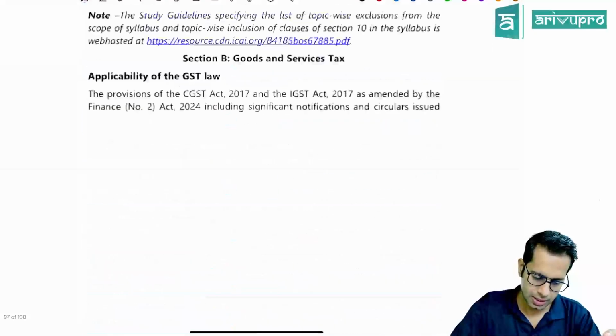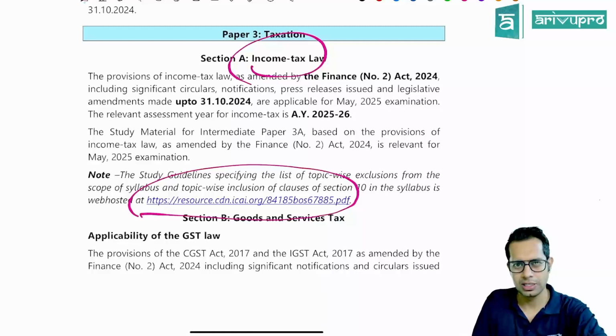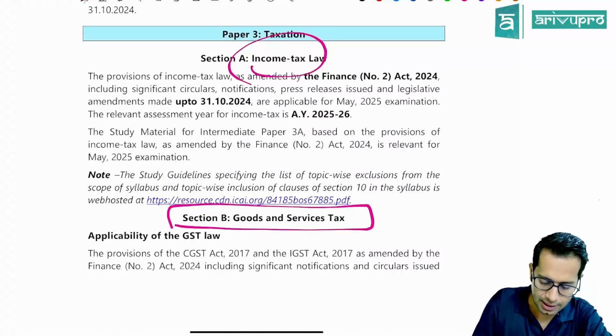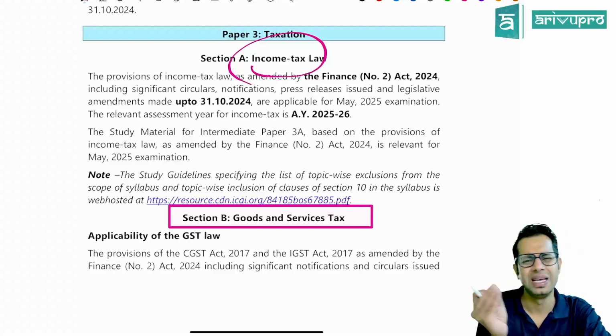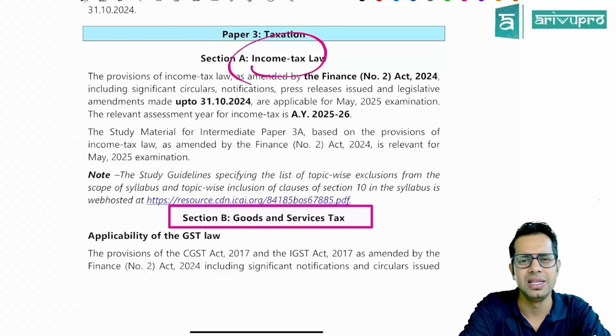Now, if you see income tax law, we opened the link and we saw what is there under income tax law. Under GST, what are the things which are excluded, sir? Please note, whatever is given over here is something which we have never discussed in the classroom. And I have always told that this you are going to learn in your final level.